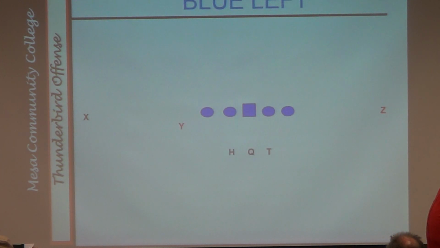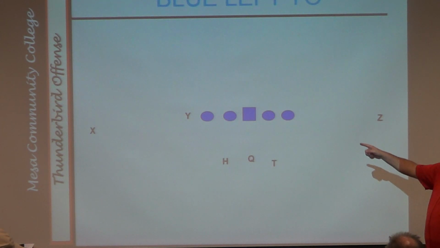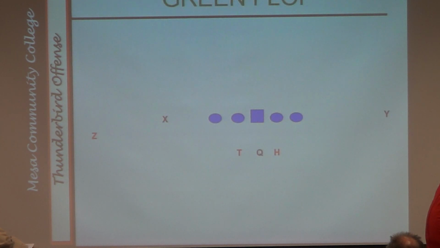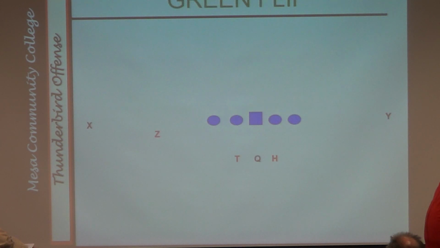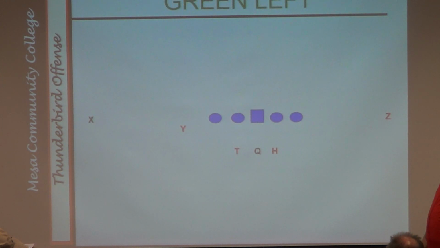Go. Blue left, move the tight end over. Blue left yo, attach him over there. Keep going. Green, same thing. Keep going. Flop, right, flip, yo, flip yo, left.